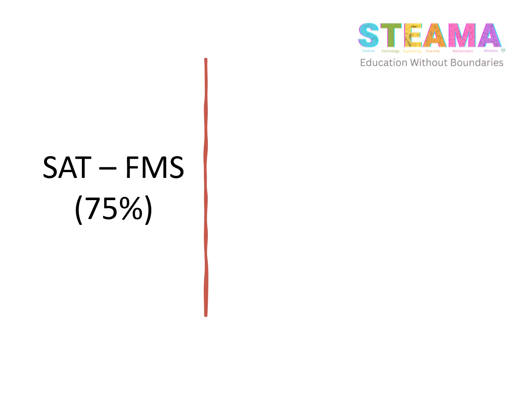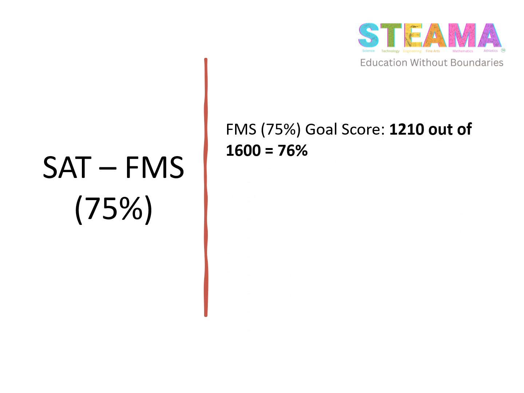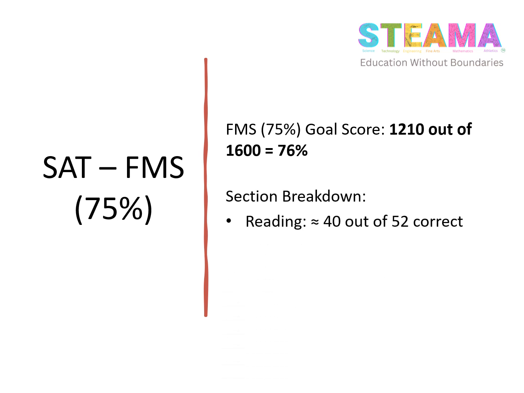For the SAT, to qualify for the 75% Bright Futures Scholarship, you need to get a 1210 out of 1600, which is 76%. So that breakdown for the reading, you need to get 40 out of 52, which means you can miss 12 questions, and that's actually reading and writing. Math, 44 out of 58, which means you can miss a total of 14.